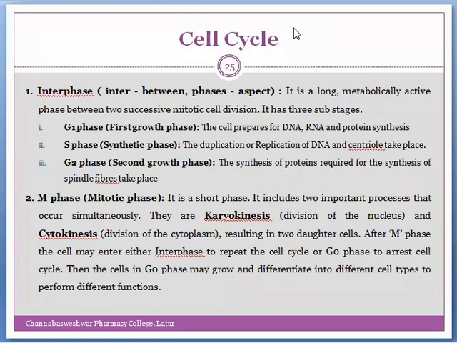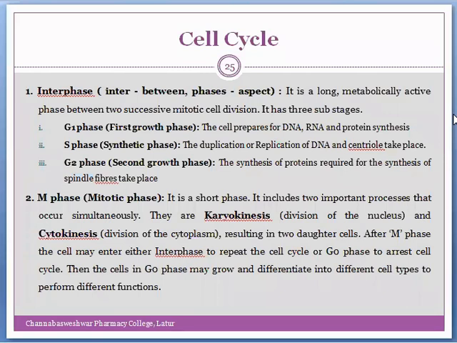Now we will discuss in depth what the mitosis phase is. Up to this, do you understand? Yes, sir. Yes, sir. Okay.